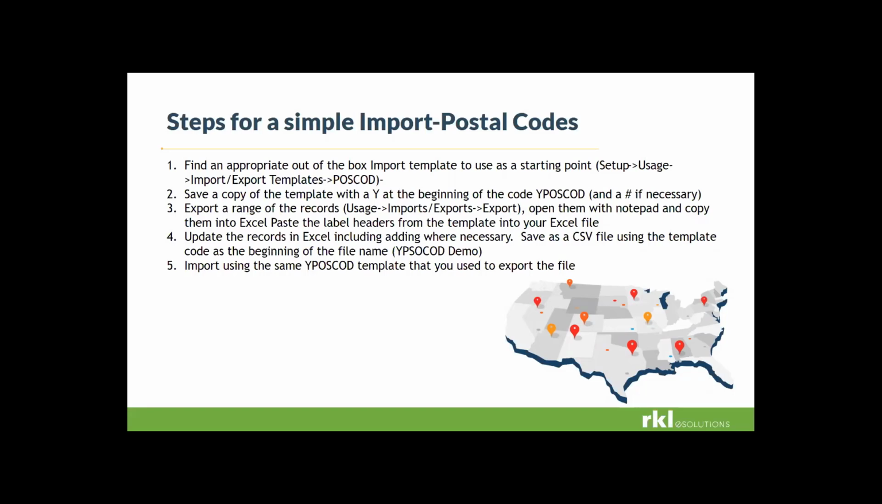All right, so let's talk about next steps here. After you save it with the Y, you're going to export a range of records that you need. Open them with Notepad, and then we're going to copy them into Excel. We're going to skip the label headers step for now and save that for the end. Then we're going to update the records in Excel, including adding anything where it's necessary. And then it's very important you save it as a CSV file for the way that I'm showing you.